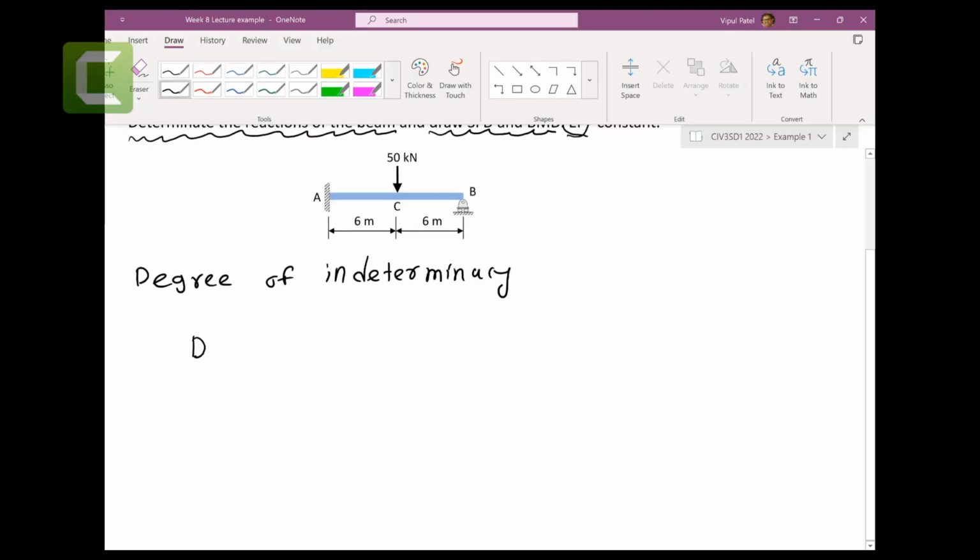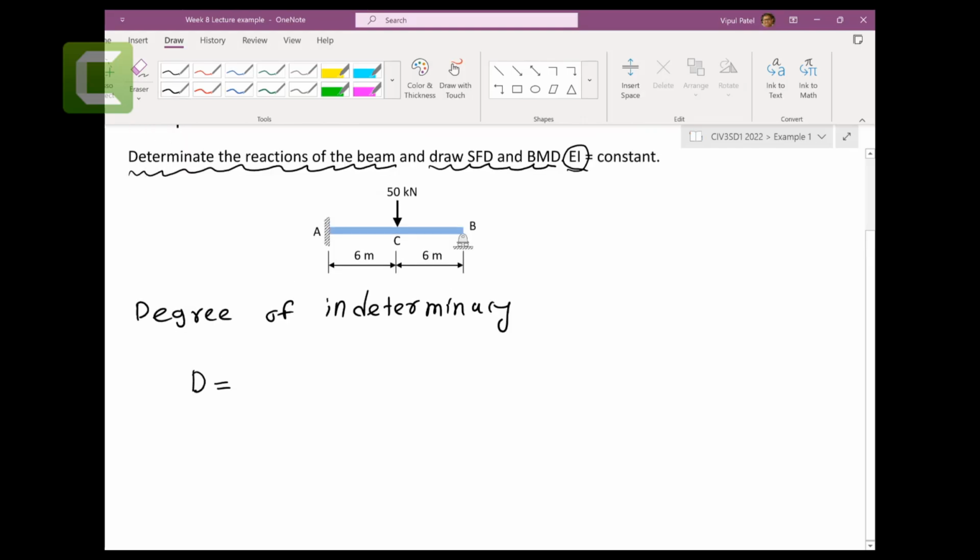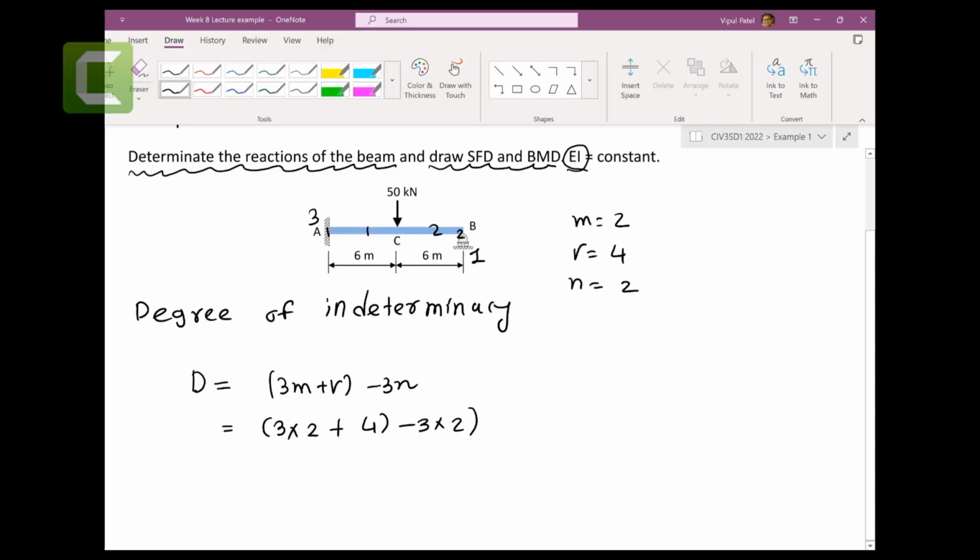How are we going to find the degree of indeterminacy? I think there is an equation, 3m plus r minus 3n. Number of members, 2 members. Reaction forces, 4 reaction forces. Number of joints, 2. So 3 times 2 plus 4 minus 3 times 2 will give me 6 plus 4. I screwed up something there.